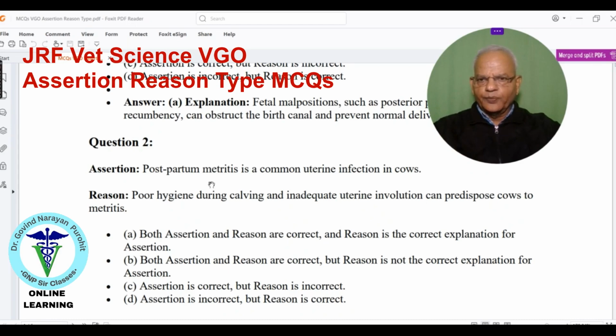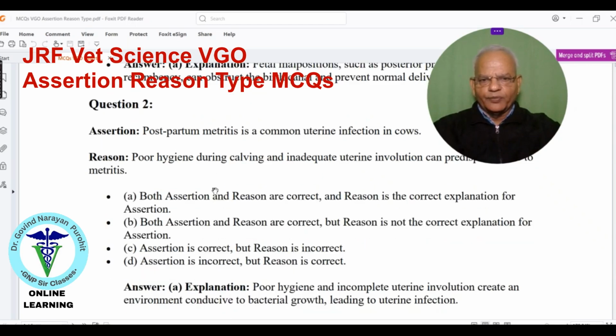So, as you can see, poor hygiene during calving is one of the most important reasons for the resultant postpartum metritis. The birth canal is widely open at that time, and when the hygiene is very poor, the cows are in an unhealthy environment. Then the microbes in the soil and the environment will enter the uterus easily and cause postpartum metritis. So the correct answer is: poor hygiene and incomplete uterine involution create an environment. Answer is A. Both assertion and reason are correct, and reason is the correct explanation for assertion.